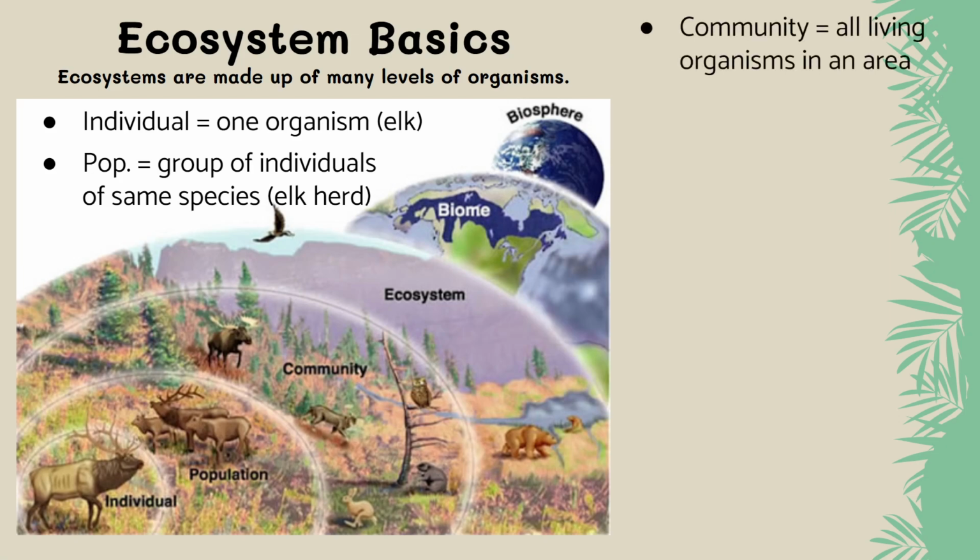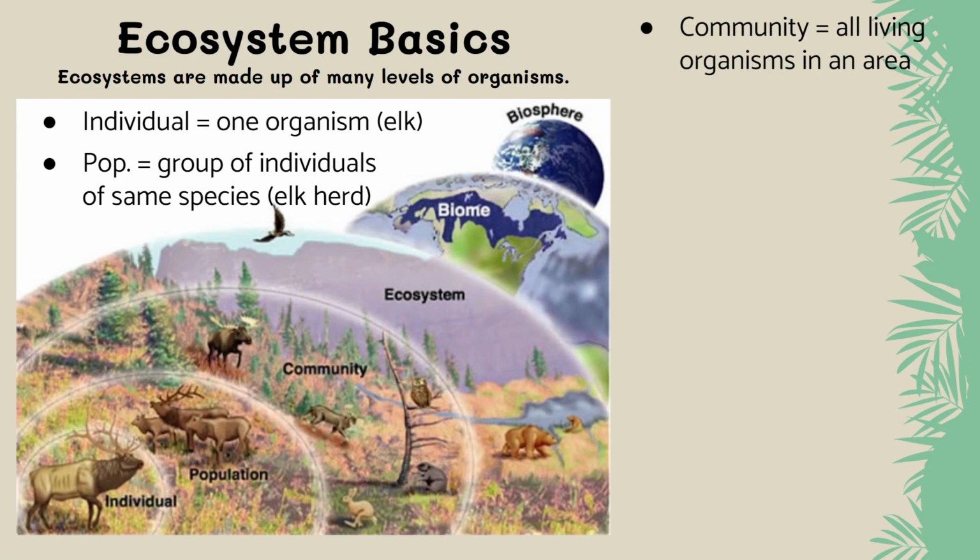Then we have a community. A community is all of the living organisms or biotic elements in a given area, which includes the trees, the grass. Here we have a beaver by the tree, and we even have a rabbit, as well as a bobcat and an owl. It even includes the bacteria and fungi that live in the soil. It is all of the living or biotic organisms in an area.